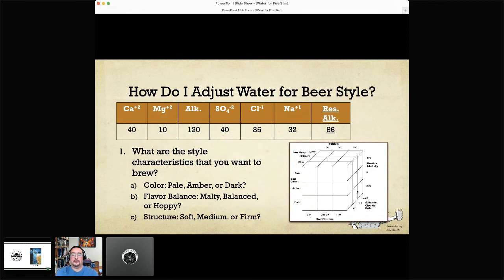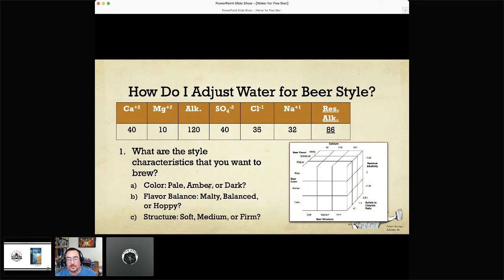So how do I adjust water for beer style when I brew? Well, here's my local water here near Los Angeles. I have 40 calcium, 10 magnesium, 120 alkalinity, sulfate, chloride, sodium all around 30 to 40 ppm, and residual alkalinity of +86. So if I put those numbers on the Brewcube, that corresponds to a dark, medium, balanced kind of profile. Okay.